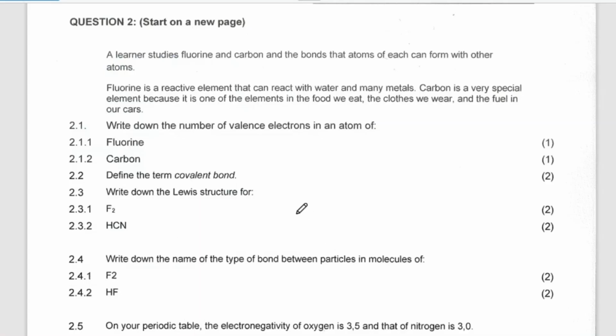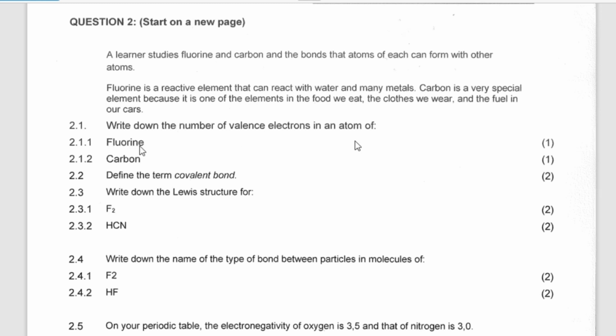Then when we go to question 2, they are saying that learners study the fluorine and the carbon bond that atoms of each can form with other atoms. They're saying, write down the number of valence electrons. Now, here there is a difference between valence electrons, as I explained yesterday when I was giving you the prediction. There is a difference between valence electrons and the valence of the atom.